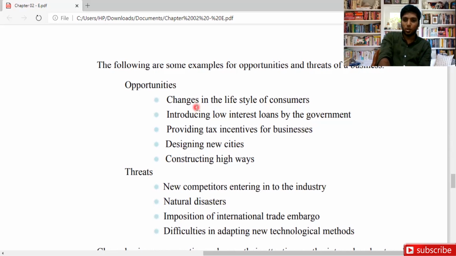So that is the lifestyle of consumers, that's the example. Next, introduce low interest loans by the government. If the government gives low interest loans, then of course we can take a loan from the government, invest, and increase the income of the business as much as possible. Providing tax incentives to business. The government gives some sort of free land areas. They say you do farming, land cultivation here, you do business here, we'll support you. Something like that.